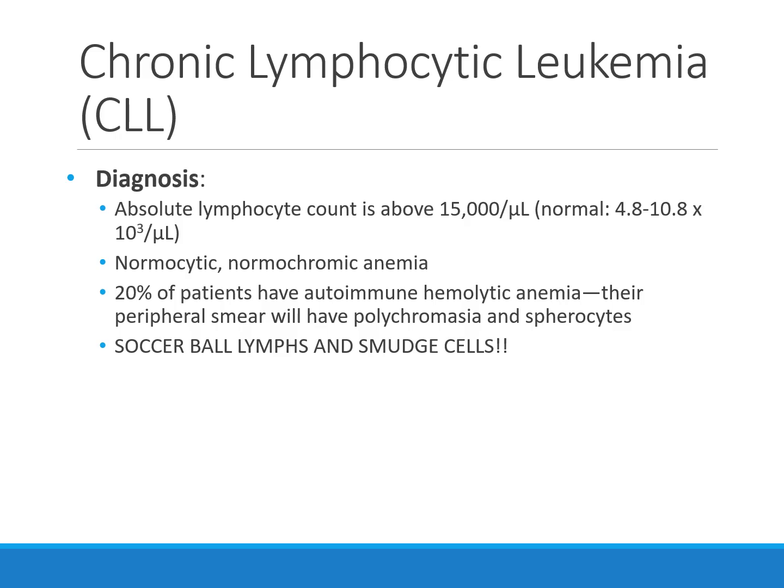About 20% of patients have autoimmune hemolytic anemia. Isn't that interesting? Their peripheral smear will have polychromasia and spherocytes. And then we may see something that a lot of people call soccer ball lymphs and smudge cells.